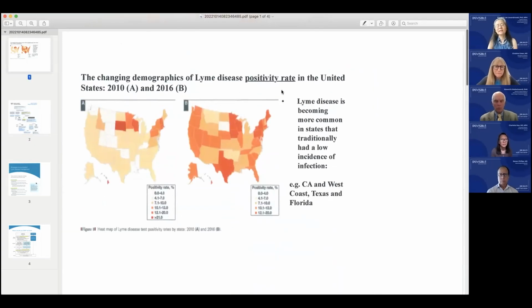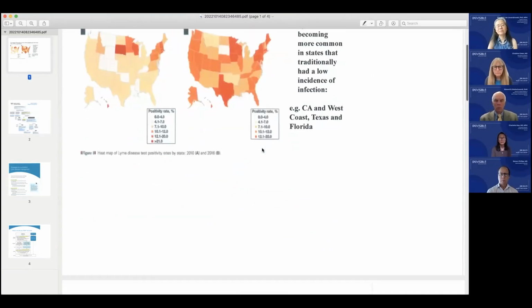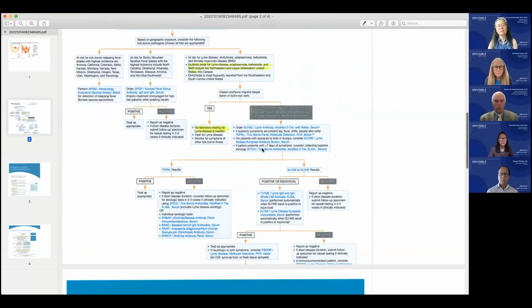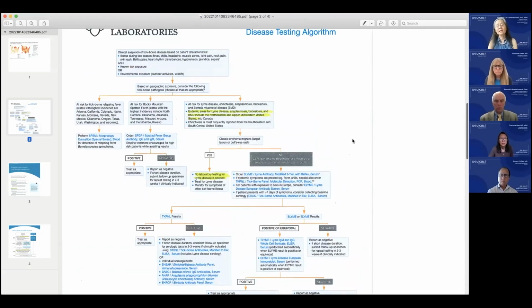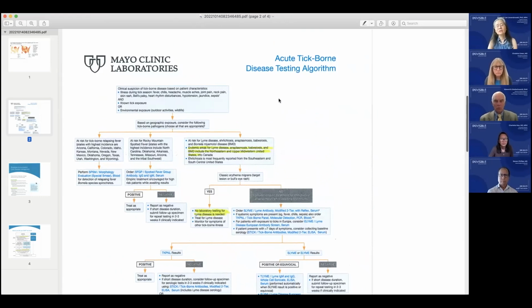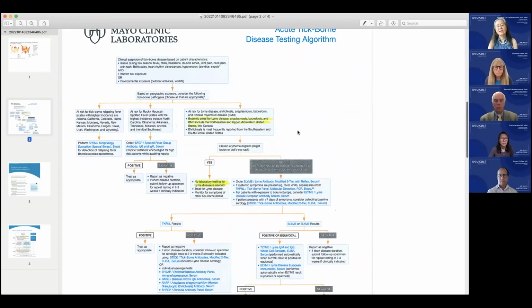So this is in my study I published. You can see in 2010, perhaps that was true in the Northeast and upper Midwest, where there were a lot of positives. But in 2016, the data have shown it's across all 50 states. So you can't just say that in the contemporary era, like this Mayo Clinic algorithm, which was published in May 2022. And that's a problem when clinicians are trying to follow this algorithm, they can miss a lot of patients, right?